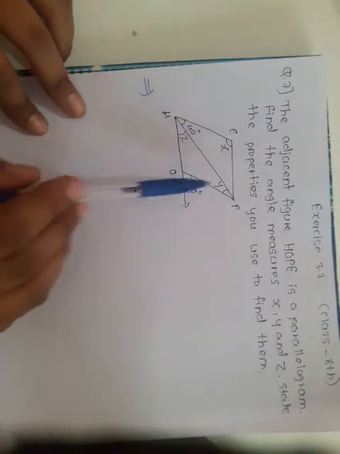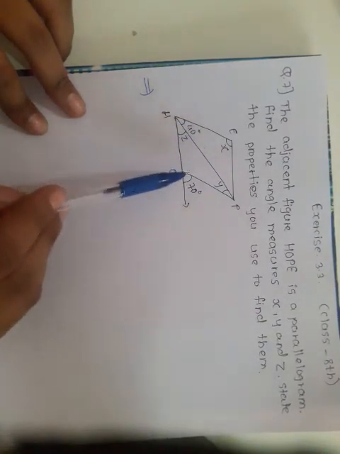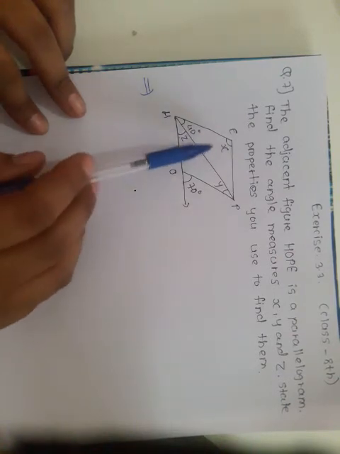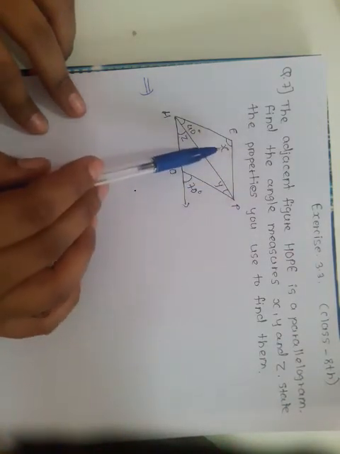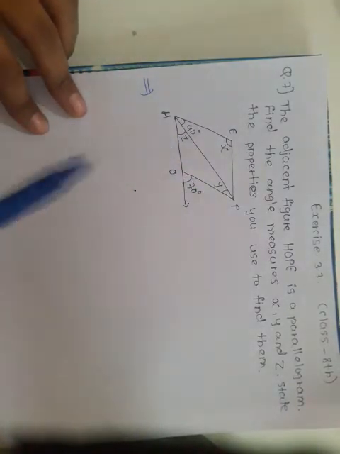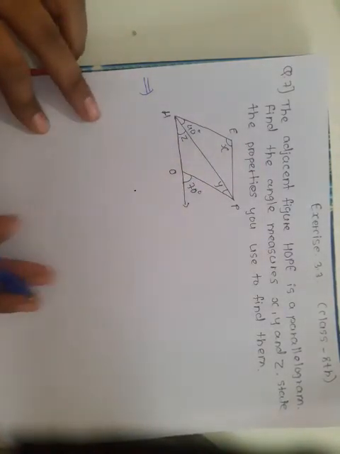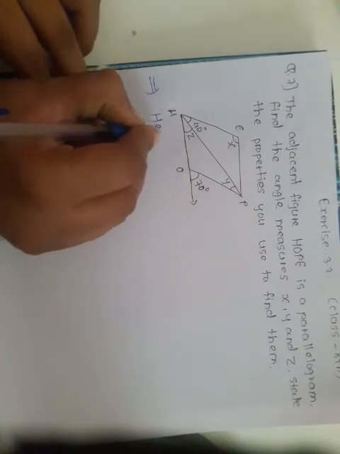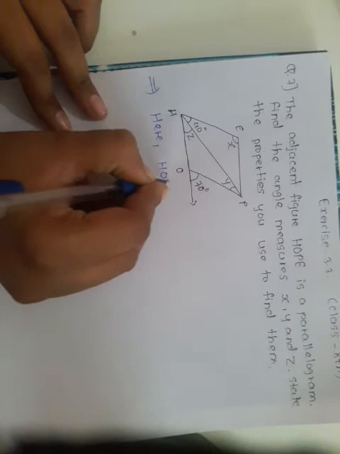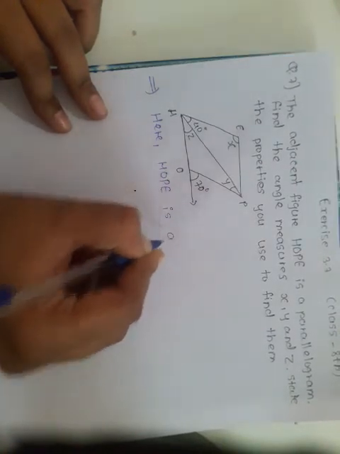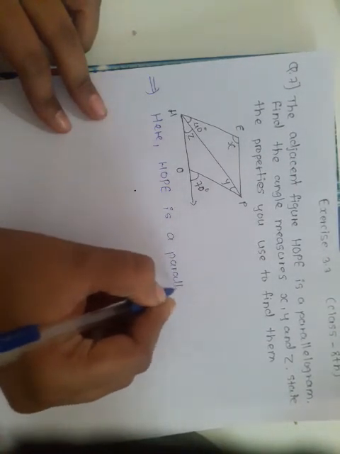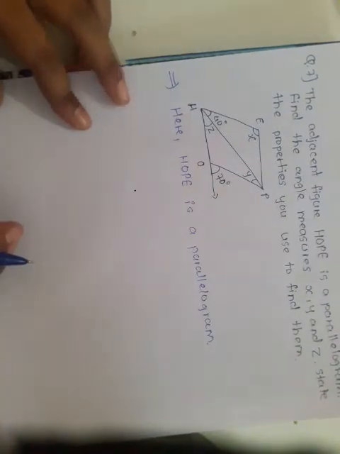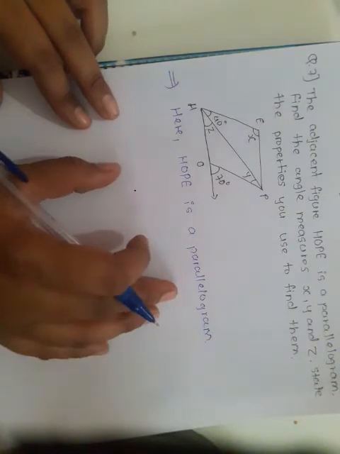Okay, so the given figure is a parallelogram, which means it satisfies all the properties of a parallelogram. We have to find the angles x, y, and z. So write down what is given. HOPE is a parallelogram. Okay, so this is given to us. The given figure is a parallelogram.